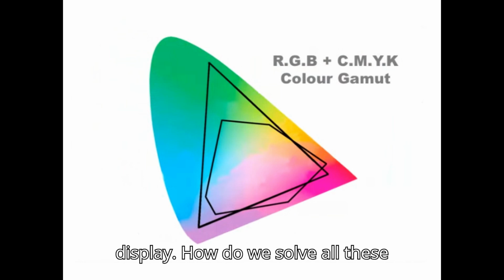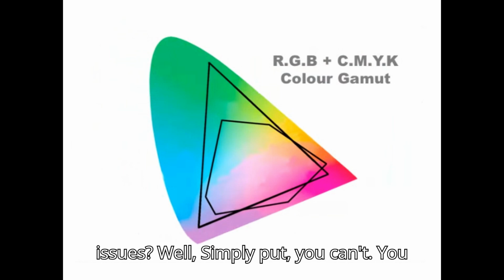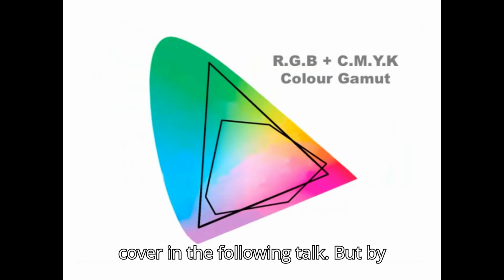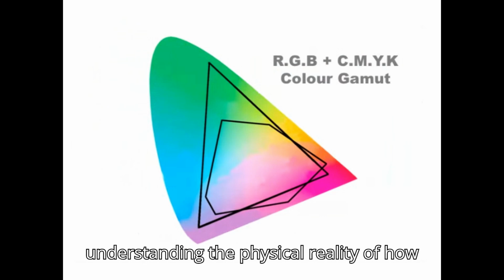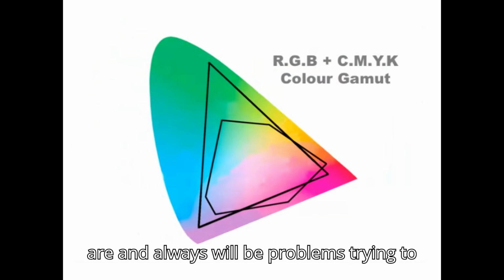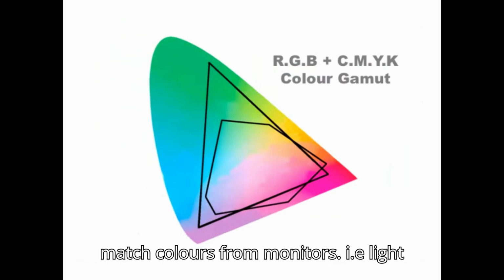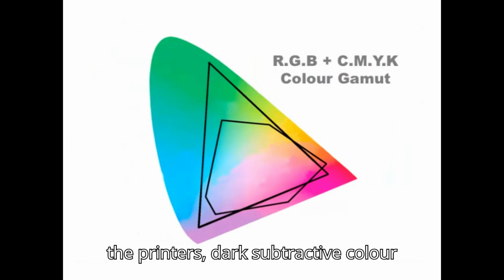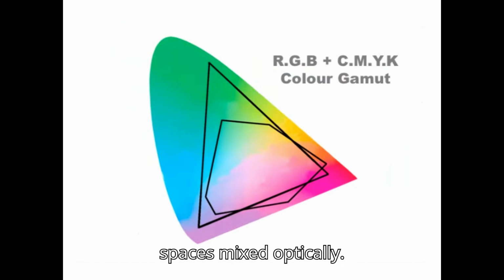So how do we solve all these issues? Well, simply put, you can't. You can only do things to help, which I'll cover in the following talk. But by understanding the physical reality of how colours are generated by monitors and printers, I hope you can see why there are, and always will be, problems trying to match colours from monitors, i.e. light additive colour spaces mixed optically, to the printers, dark subtractive colour spaces mixed optically.